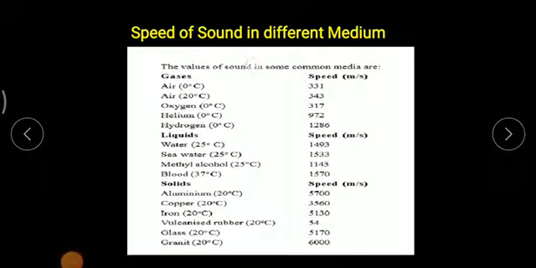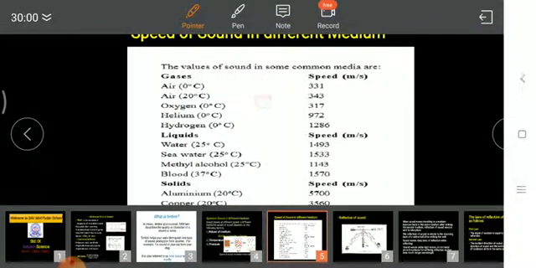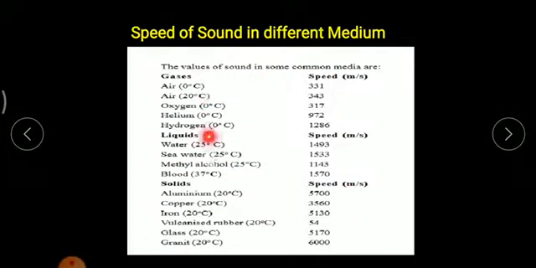Now, as you can see in this picture, certain mediums are given: air at 0 degrees Celsius, 20 degrees Celsius, oxygen, helium. Certain elements are given over here. So the speed of sound will change according to different elements and different mediums. Again, different elements are there, so the speed of sound is varied over here.